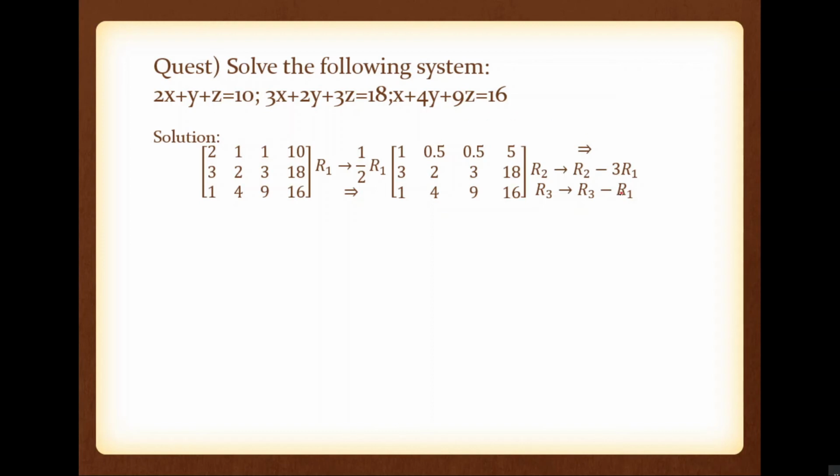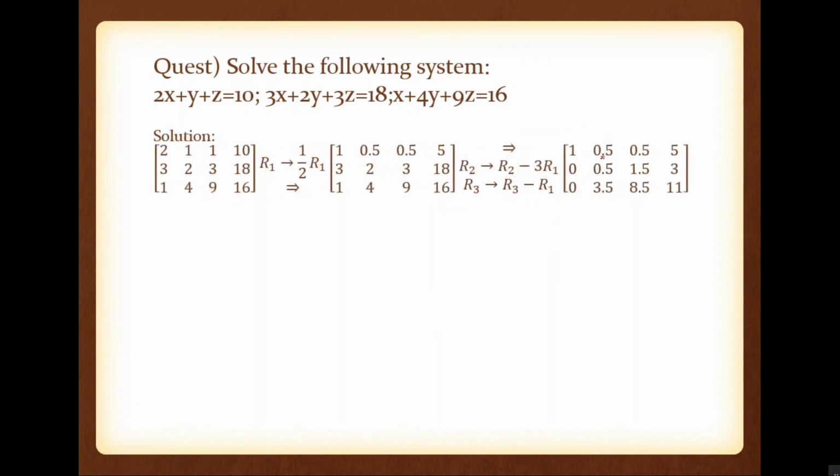So that is 3.5. Then 9 minus 0.5, so that is 8.5. Then 16 minus 5, so that is 11. Okay, so the modified augmented matrix is this one: 1, 0.5, 0.5, 5. First row is not modified. Then 0, 0.5, 1.5, 3. Then 0, 3.5, 8.5, 11. So this one is the augmented matrix after the first elimination.